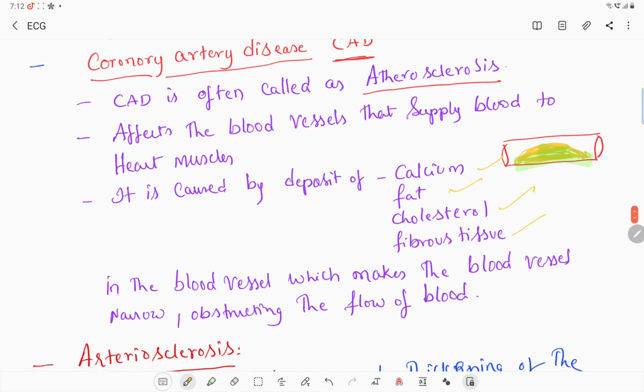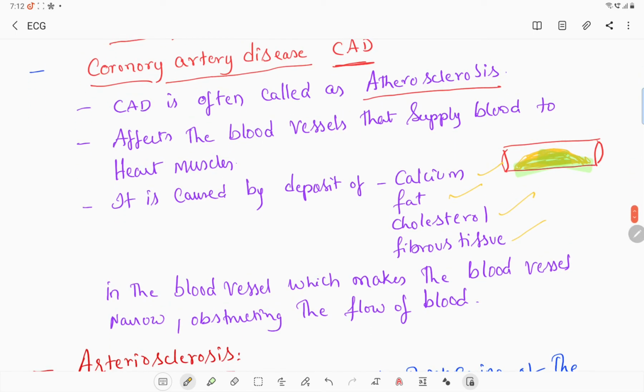So due to accumulation of plaque, the blood vessel becomes narrow and it obstructs the flow of blood supply. So blood supply is reduced to the coronary, blood supply is reduced to the myocardium. That means the muscles of the heart.